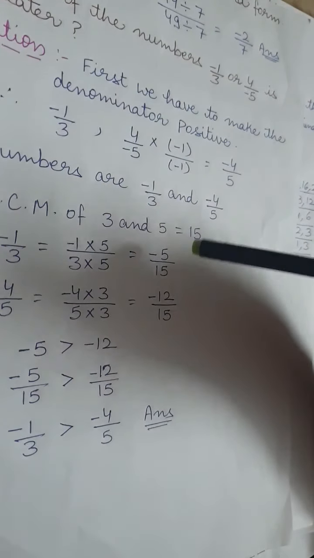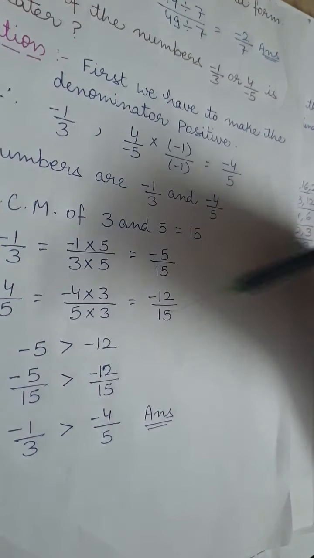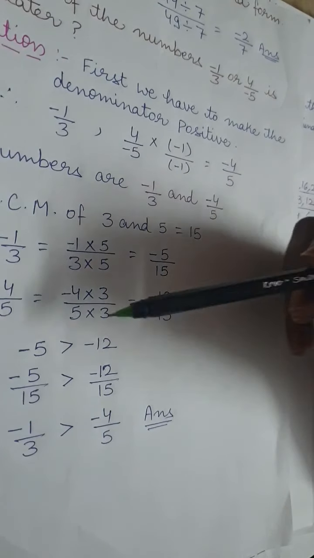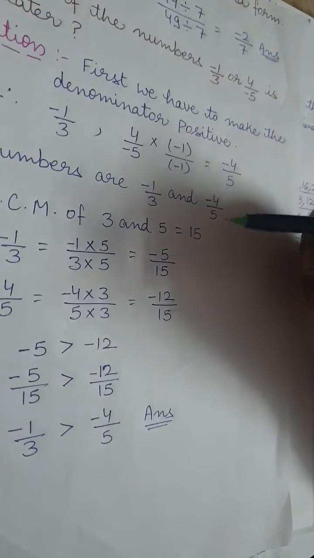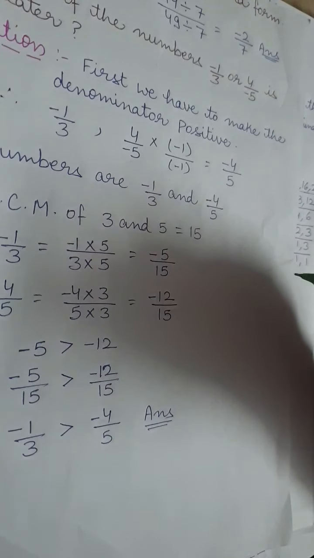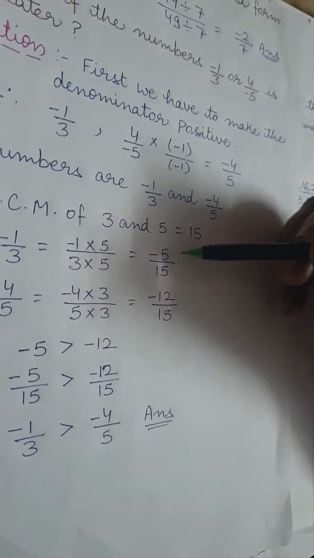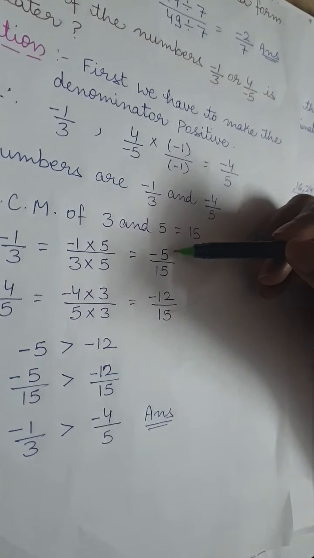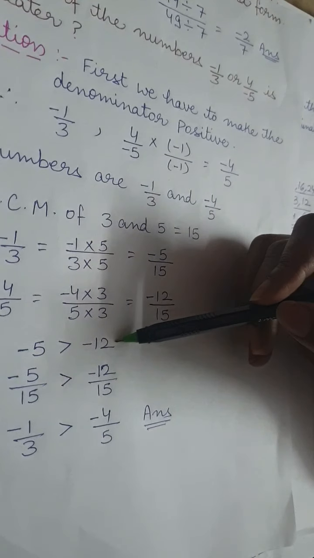ठीक है. इन दिस वे नाउ सी बोथ द डिनोमिनेटर्स आर सेम. दोनों डिनोमिनेटर्स हमारे सेम हो गए हैं. नाउ वी हैव टू कंपेयर द न्यूमरेटर्स. अब हम किसको कंपेयर करेंगे, न्यूमरेटर्स. न्यूमरेटर्स आर -5 and -12.